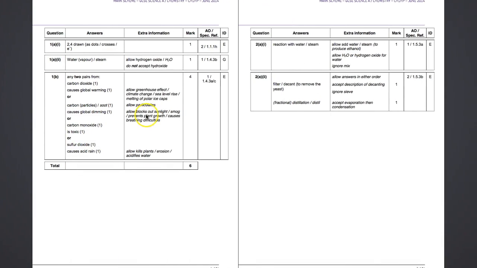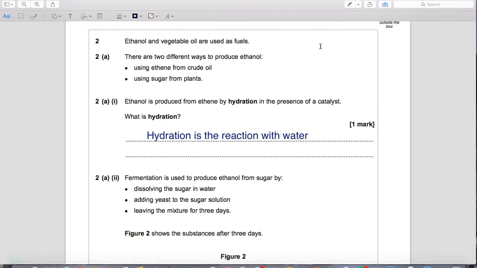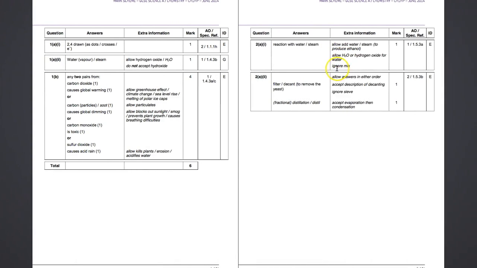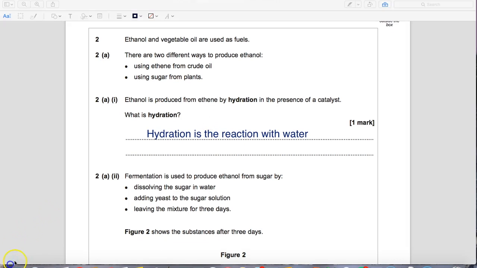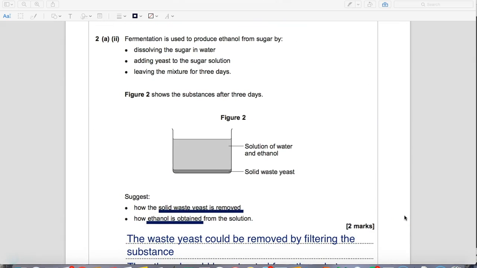Actually, if we go over to the mark scheme, reaction with water or steam, both of them are allowed. Notice actually, sorry if I flick back, it says ignore mix. So you can't just write mixing with water or whatever. It's a reaction with water. That's what specifically hydration is. So let's move on to the next question.